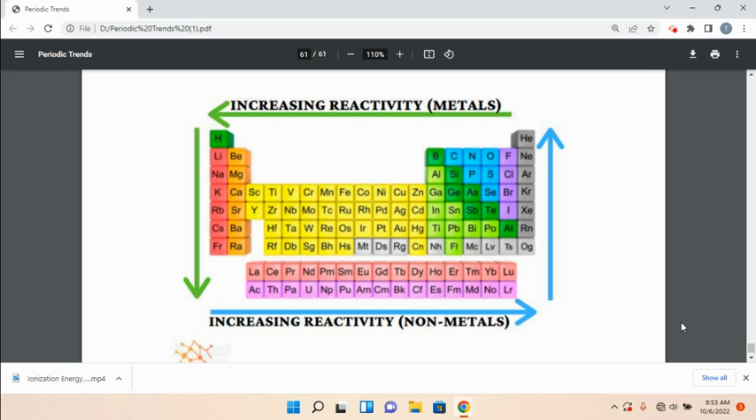You find your highest reactivity for metals in the lower left-hand corner of the periodic table, where the largest atoms are, where the lowest ionization energy is. For your nonmetals, you're going to the right and up, over towards fluorine, because that's where your smallest atoms are. That's where your highest electron affinities are. That's where you'll find your most reactive nonmetals.